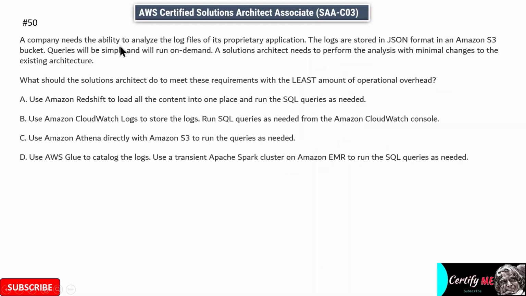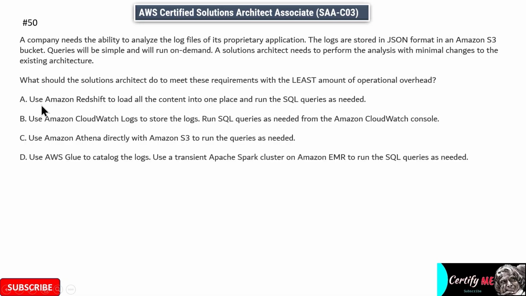A company needs the ability to analyze the log files of its proprietary application. The logs are stored in JSON format in an Amazon S3 bucket. Queries will be simple and will run on demand. A solutions architect needs to perform the analysis with minimal changes to the existing architecture. What should the solutions architect do to meet these requirements with the least amount of operational overhead?